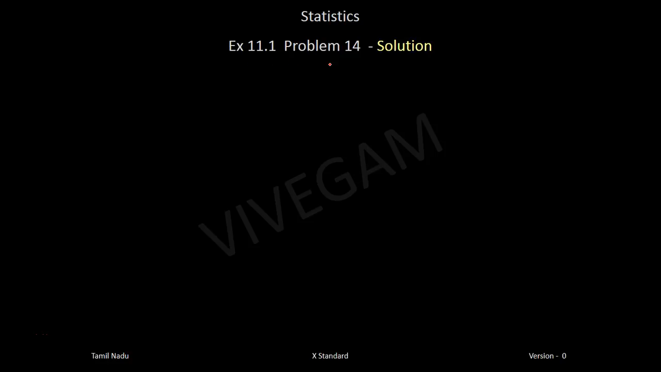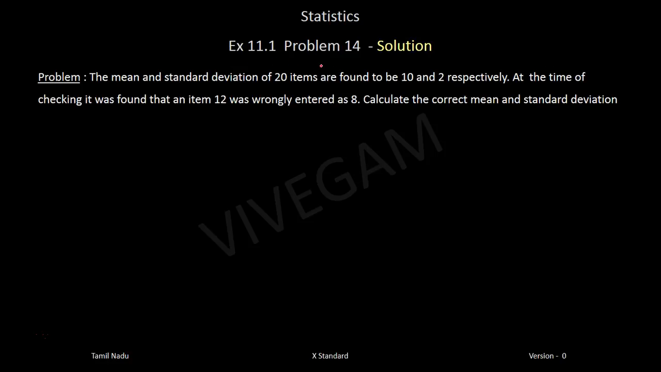Exercise 11.1 Problem 14 Solution. The mean and the standard deviation of 20 items are found to be 10 and 2 respectively. At the time of checking, it was found that an item 12 was wrongly entered as 8. Calculate the correct mean and the standard deviation.